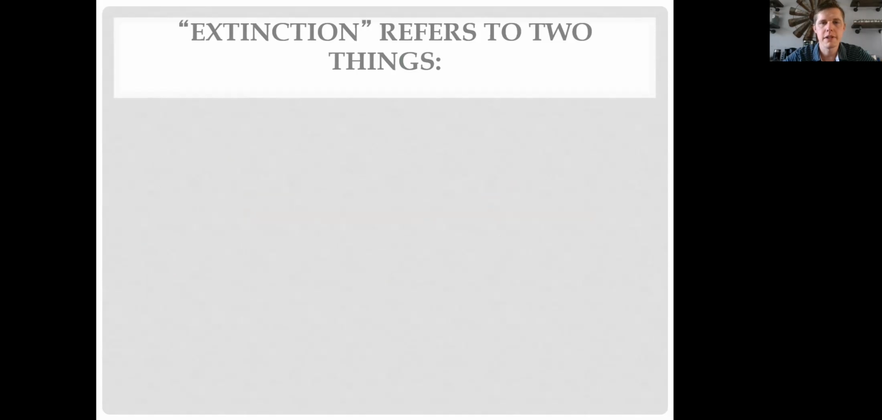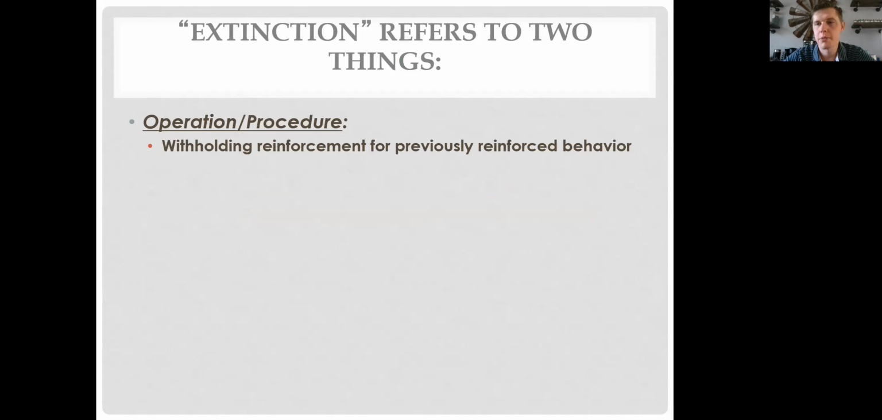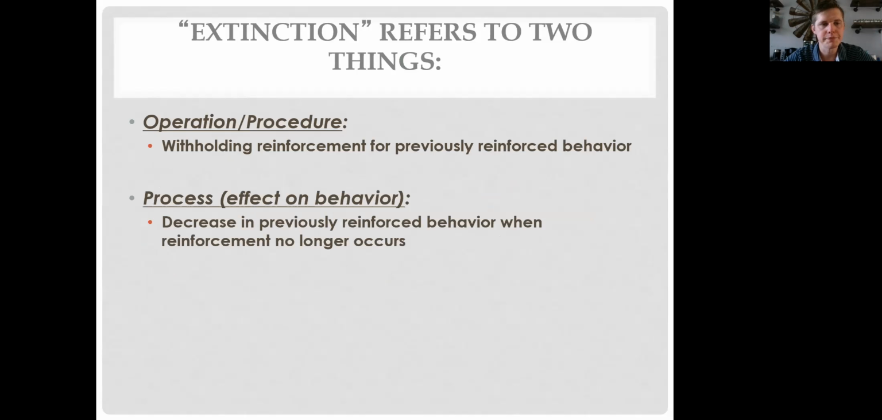So extinction refers to two things. First is a procedure. This is something like a procedure in which you are the operator, in a way. There's a behavior that you want to reduce, so you will implement extinction as a procedure. This is going to be the withholding of reinforcement for previously reinforced behaviors.